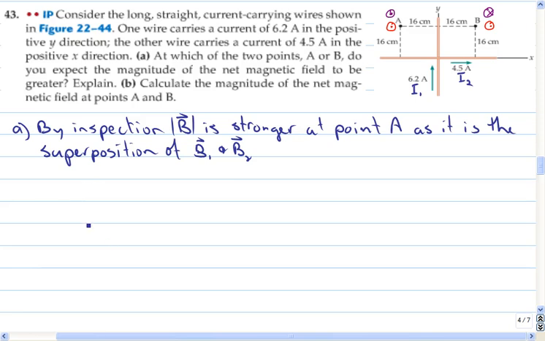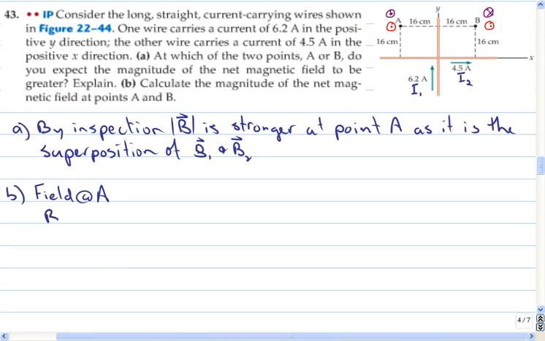Okay, and now we're on to part B. So part B, we're just going to confirm what we supposed would be the case by inspection. In part A, we're actually going to calculate the magnitudes of the net magnetic field at both points, and we should see that one should be greater than the other. So let's first consider the field at A.